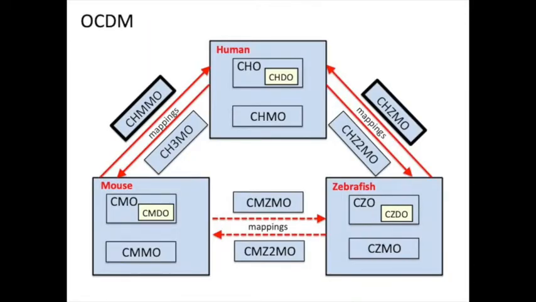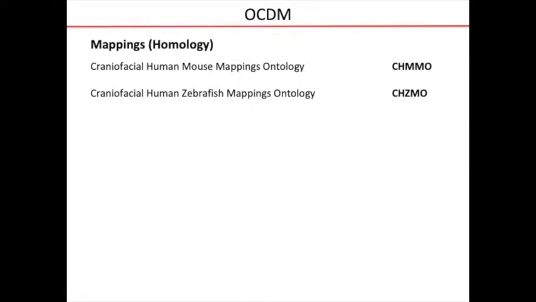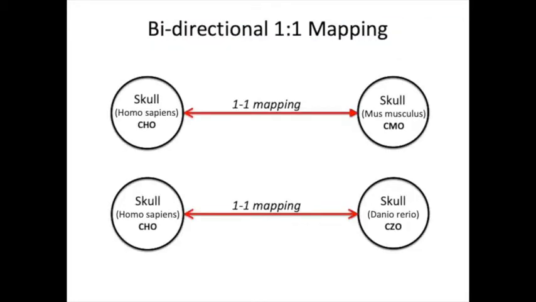Then we have the mappings between these adult terms, the ones in black letters here. These are the craniofacial human-mouse mappings ontology and the craniofacial human-zebrafish mappings ontology. There are several different kinds of mappings. There's bi-directional one-to-one, meaning that the same structure is present in both species. The skull is present in the human and the mouse. The zebrafish skull is present also in the human.